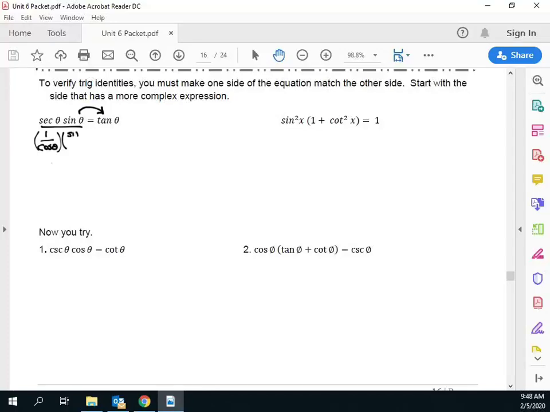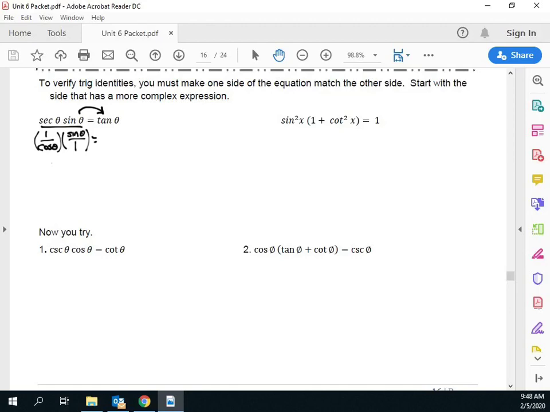And then we go ahead and write sine over 1. And I'm not going to write tangent of theta off to the side. I'm just going to say equal to and move on, because I'm only manipulating the left side of this equation. I'm not touching tangent at all, so I'm just going to leave it. I'm not going to write it again.